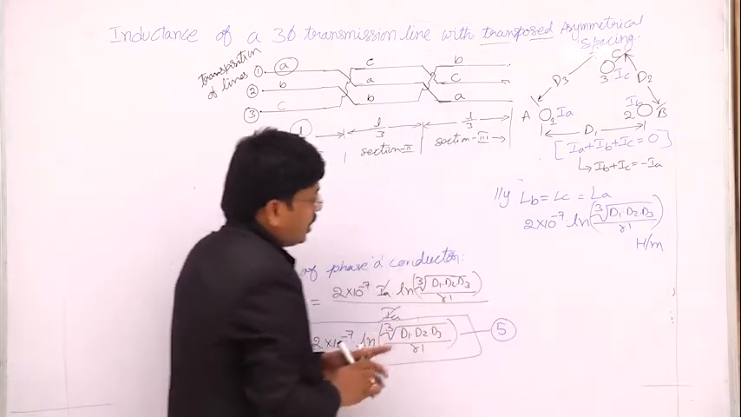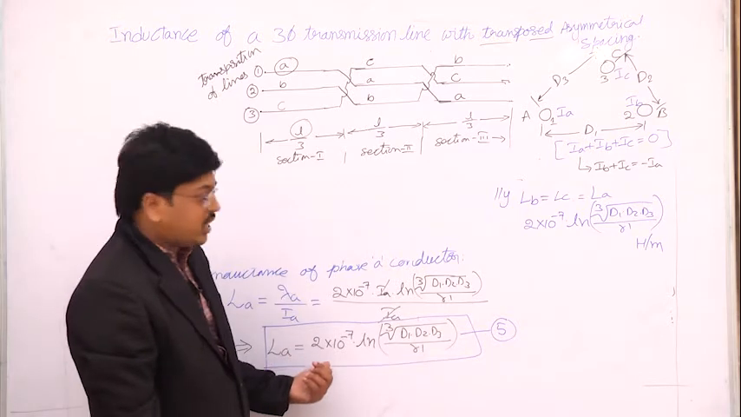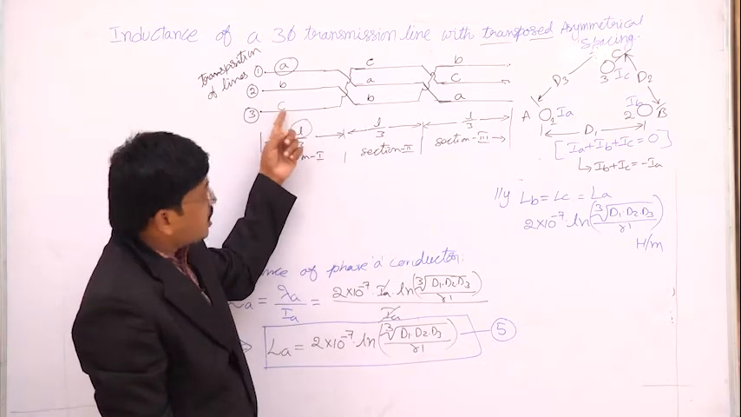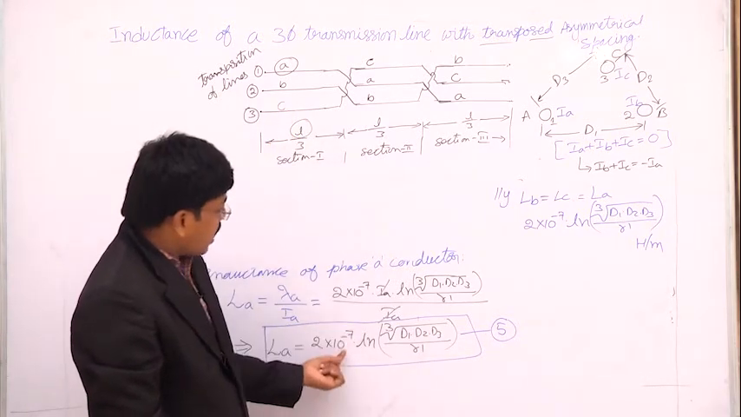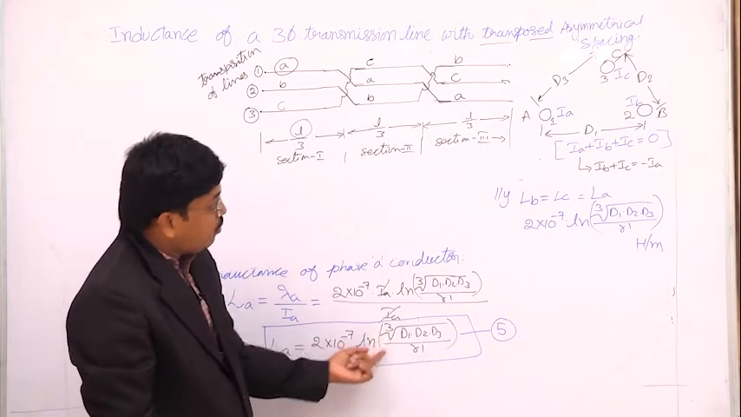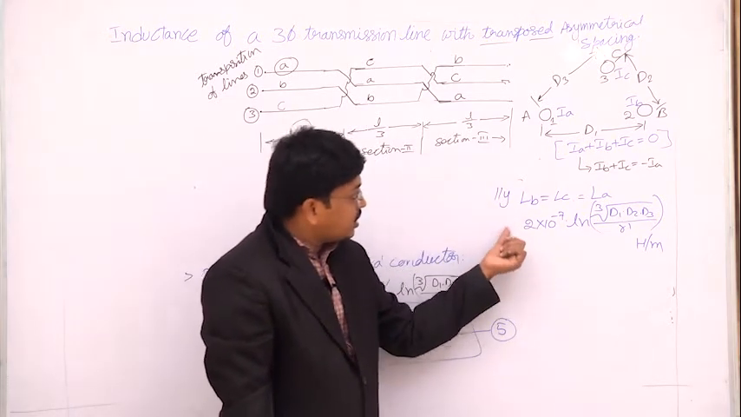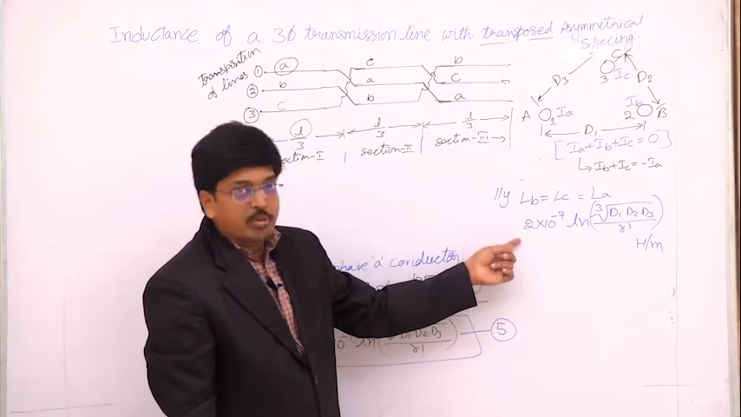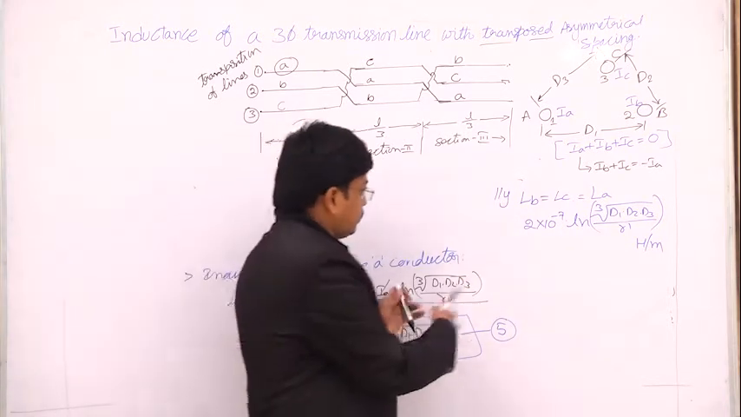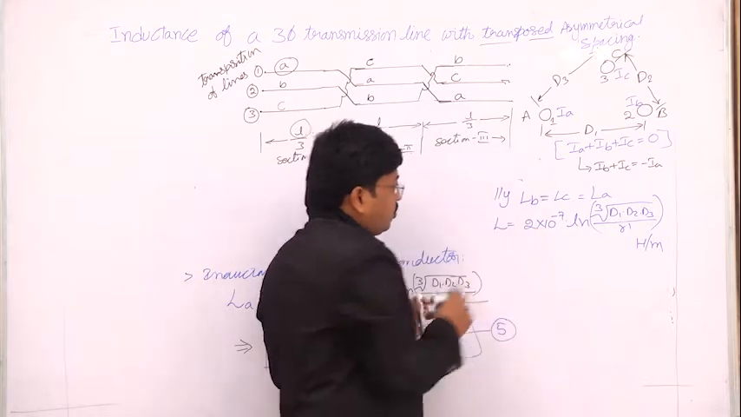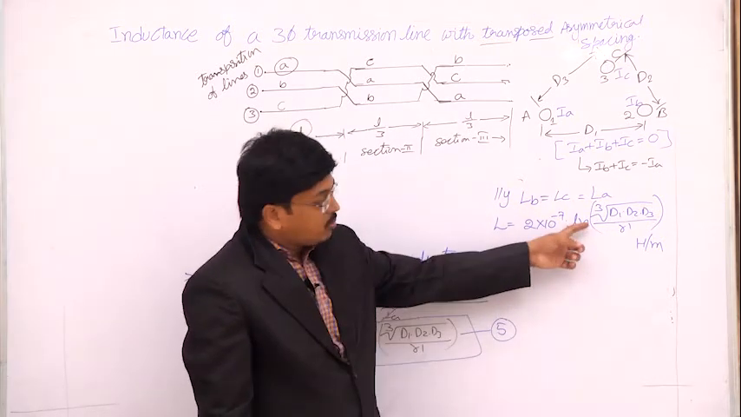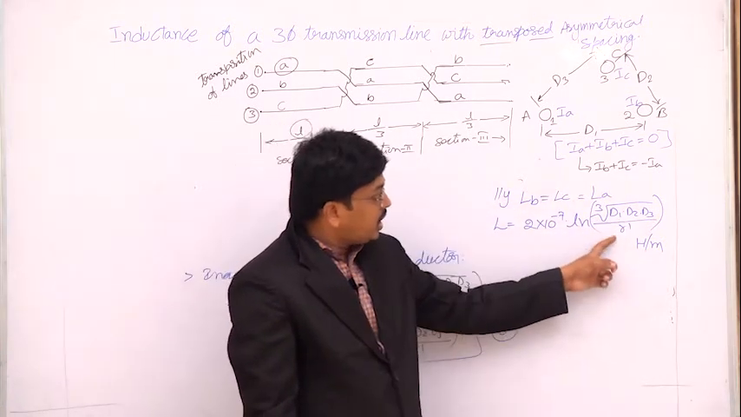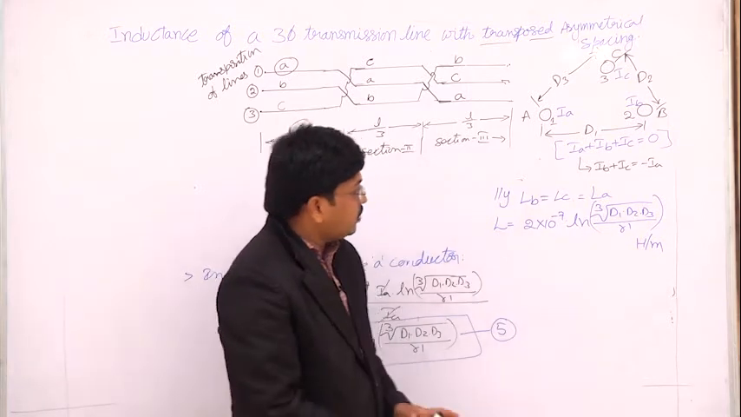This is the derivation for the phase A conductor. Similarly, if you derive for phase B as well as phase C, we will obtain the same value as equation number 5. So finally, the inductance of a three-phase asymmetrical conductor can be obtained by using this formula: 2 into 10 power minus 7 logarithm of cube root of d1, d2, d3 by r dash Henry per meter.